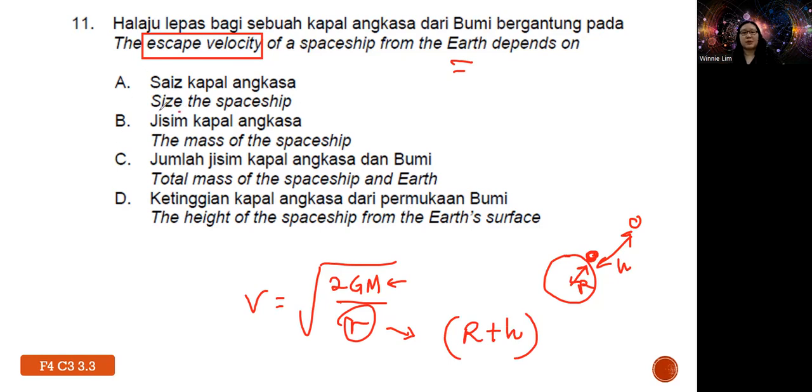Size of the spaceship. Size is not the correct answer. Then mass of spaceship. As you can see, the formula has a small m which refers to the mass of spaceship, so cannot as well. C, total mass of spaceship and Earth. We didn't take into account the mass of spaceship, so C is also not accurate. D, the height of the spaceship from the Earth's surface, yes. If they are getting further from the Earth, the escape velocity is also smaller. So the answer is D.